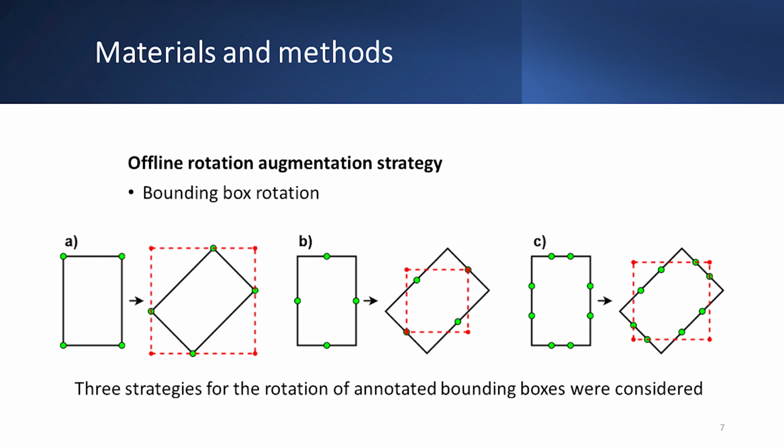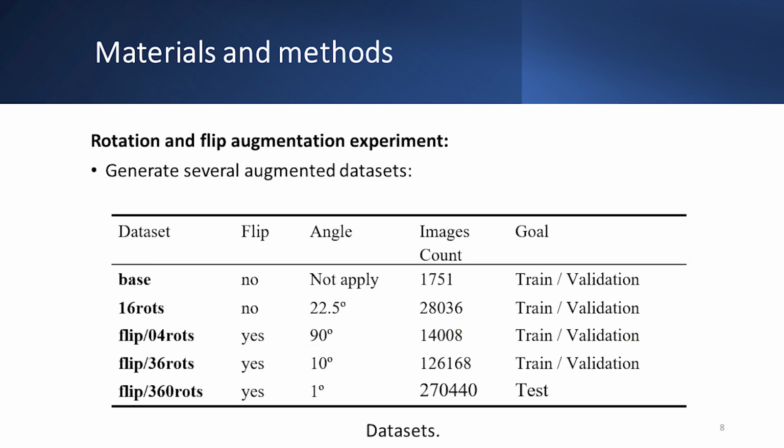For the first strategy, the area of the bounding box in some cases increased significantly. For the second one, the inverse was observed, often clipping relevant areas of the target object. A reasonable middle ground was found in the third strategy, keeping the relevant parts of the mitosis inside the new bounding box while minimizing the increase of its area size. In this work, we used the third strategy. This table shows the datasets that were created and used in the experiment.